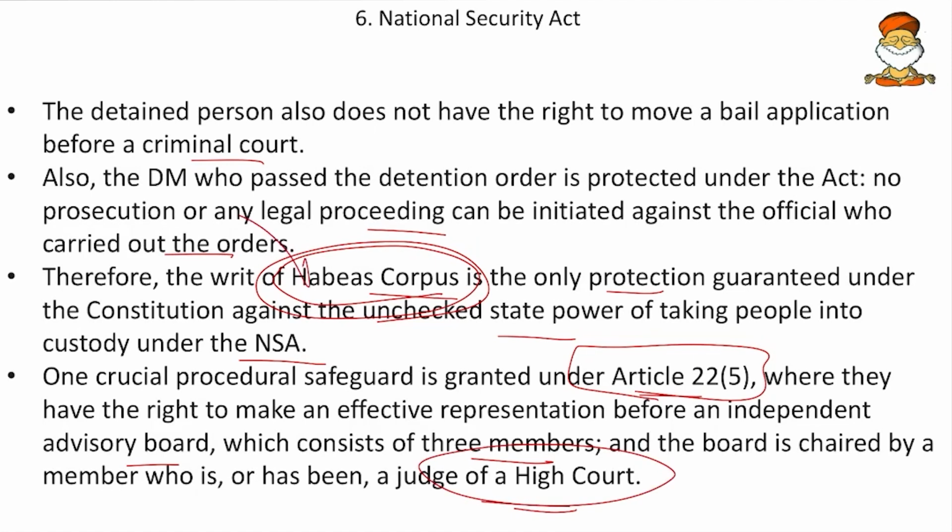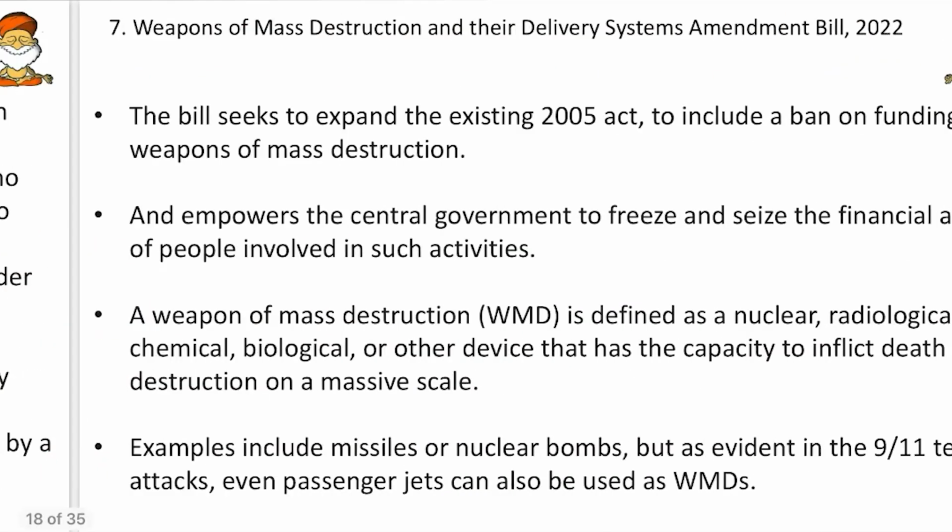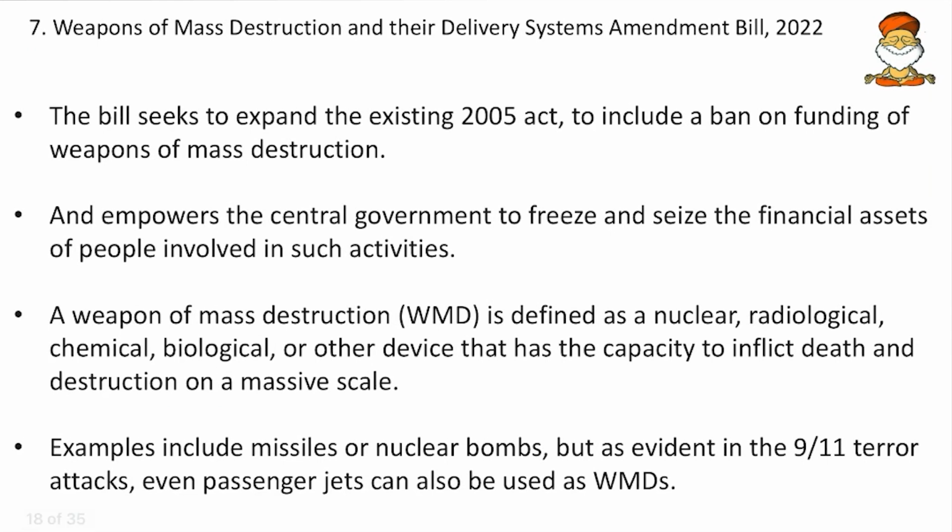So here we have only 2 solutions for the NSA, that is habeas corpus and the advisory board. So if you remember that, that is more than sufficient.